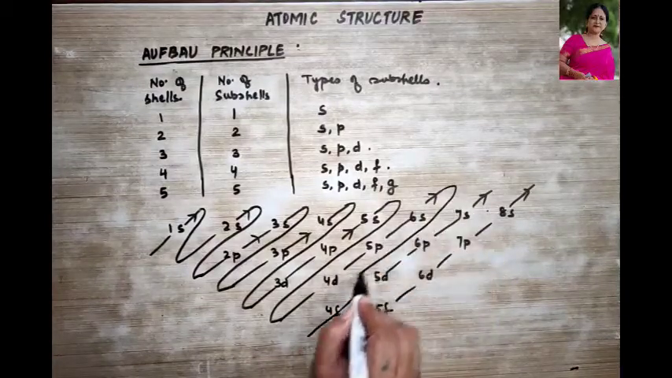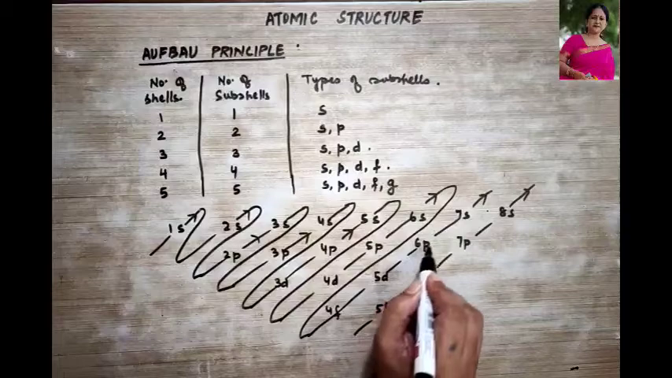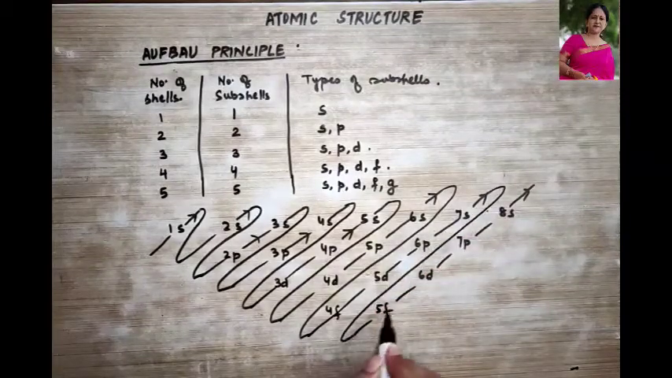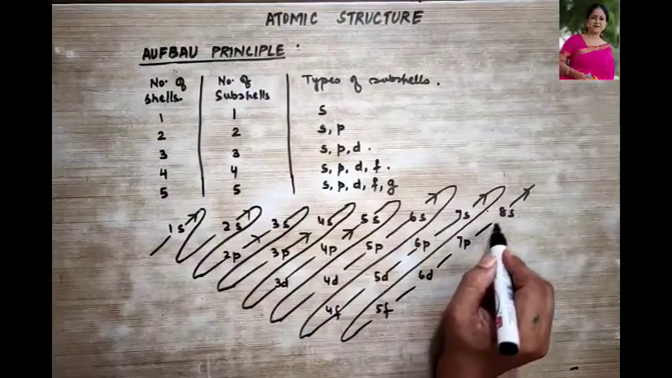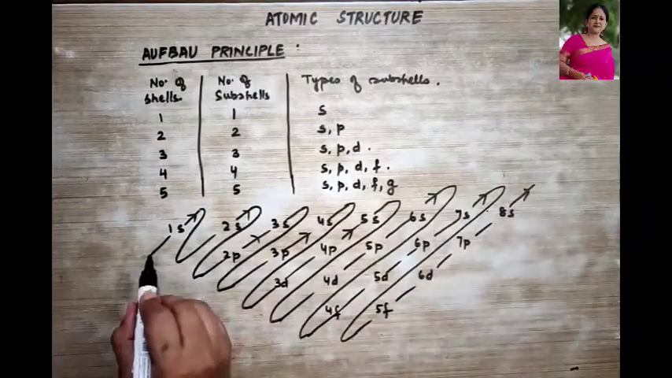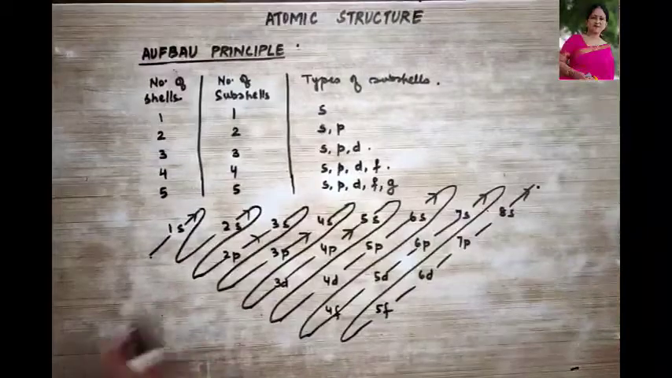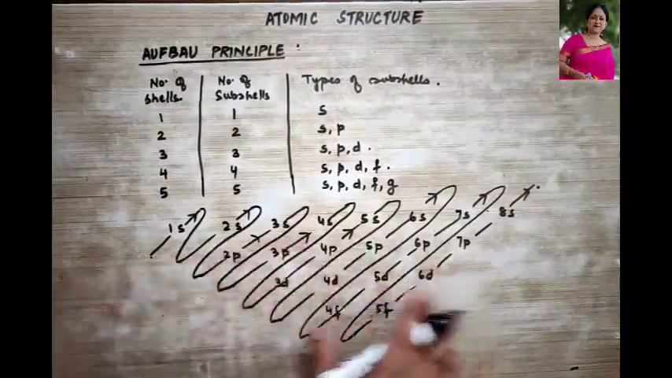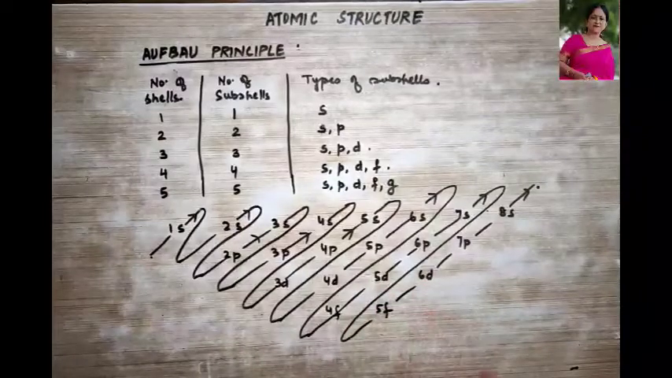And then after 6s it will go to 4f, 5d, 6p, 7s. And after that it will come to 5f, 6d, 7p and 8s. So it starts from here and it ends over here. Isn't it simple? Now, to learn it in a still simpler form.